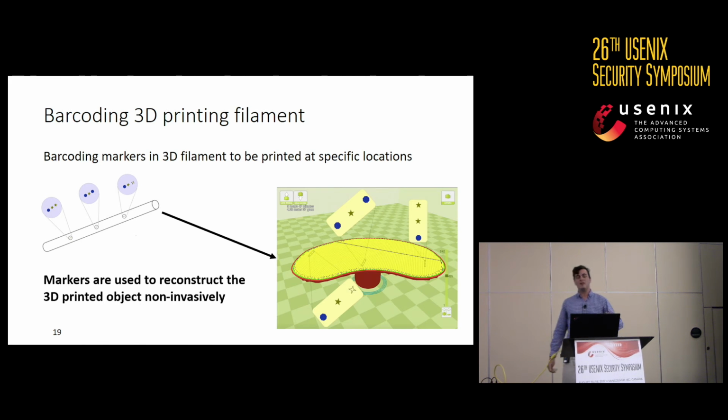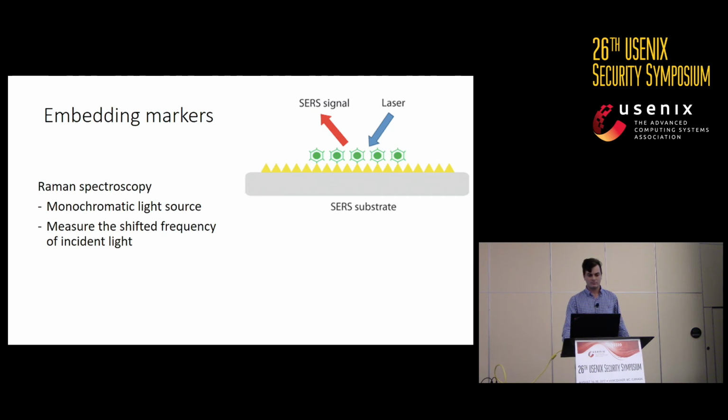Another element of this that we want to maintain is that we don't want to change the structural integrity of the material that we're using. So we want to use micro materials, things that are not going to change the properties of any part of our print. So since we're using very small markers, micromaterials, we need some special detection methods. And the first one we're going to use is called Raman Spectroscopy.